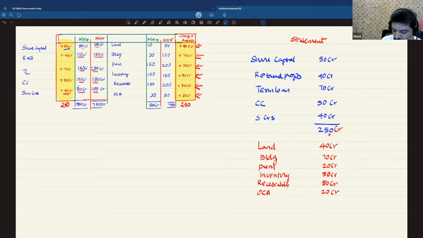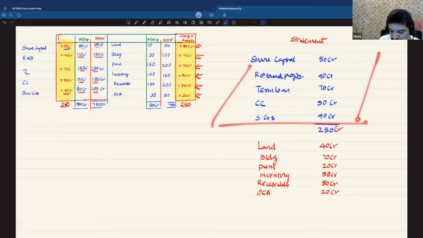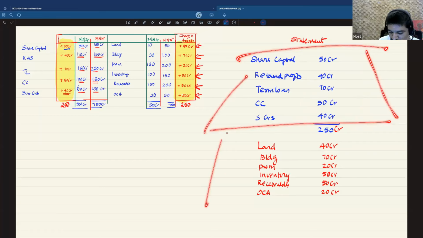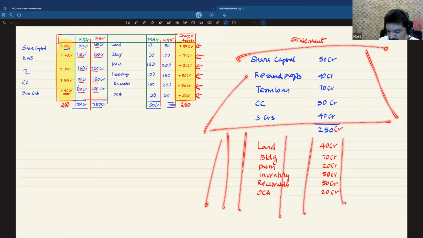So this 250 crore has actually flowed for land, for building, for plant and machinery, for inventory, for receivables, for other current asset. Are you getting the picture of it? Are you getting the waterfall picture, or dam, water flow, whatever? So money came into the company like a water catchment area, and the catchment water level is 250 crore and that had flowed for various purposes.